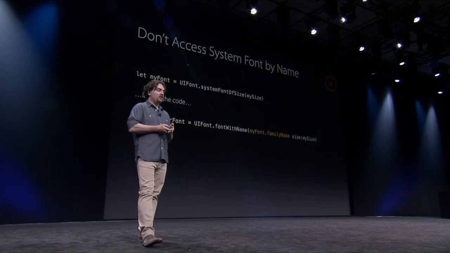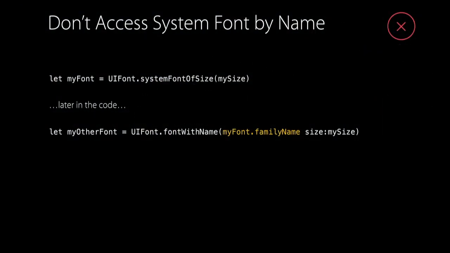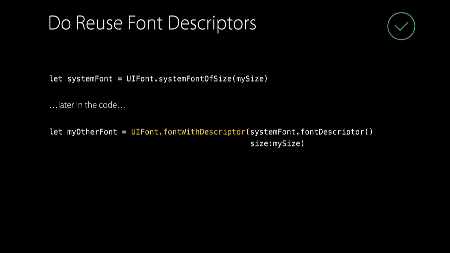Also, if you access a system font by name, the font with name API is really meant for user fonts. So if you have your own fonts, you can call them that way, and that's great. But if you instantiate a system font, later on you extract its name, and then you try to create another font out of that, well, now you're opting out of all the automatic things that system font does for you, such as the automatic features, the size-specific behavior, the automatic tracking, and all these things. So we recommend you don't do this. Instead, you can use font descriptors, which completely encapsulate the behavior of a font. This is the recommended way of reusing font objects.